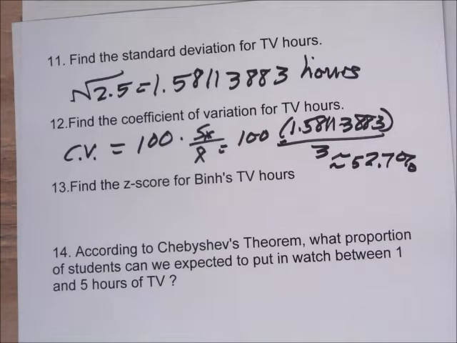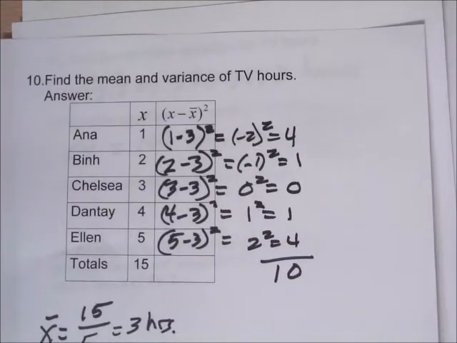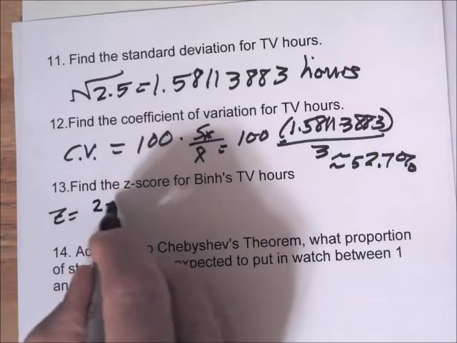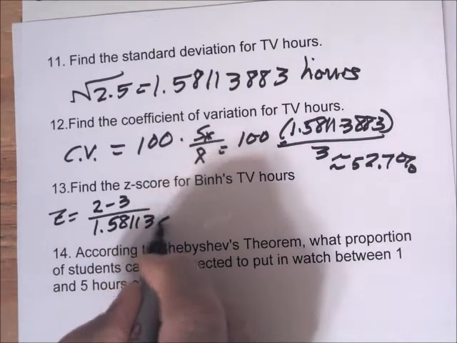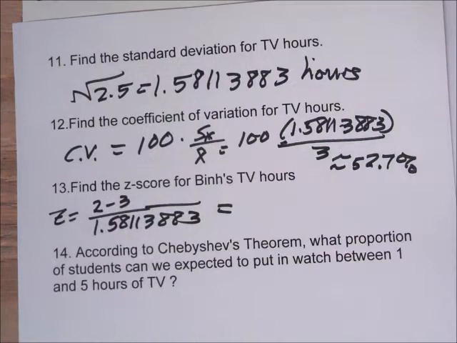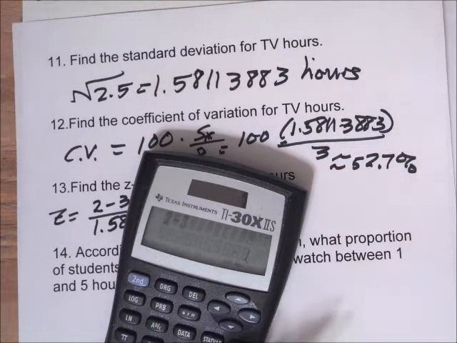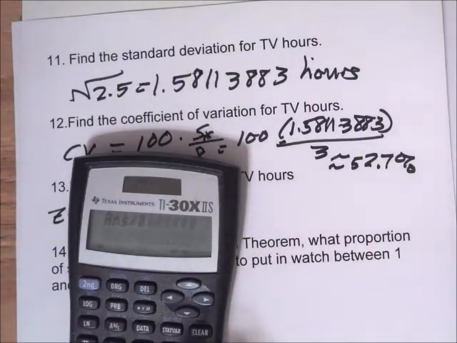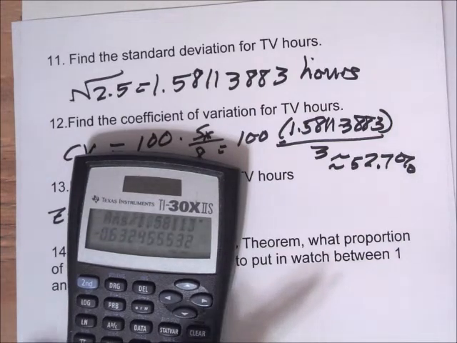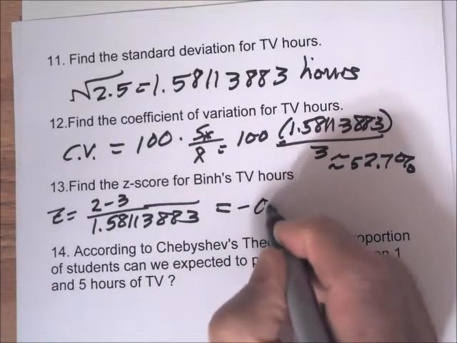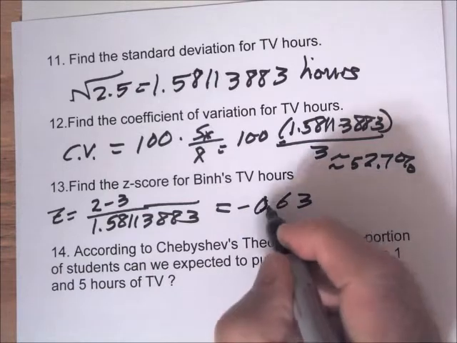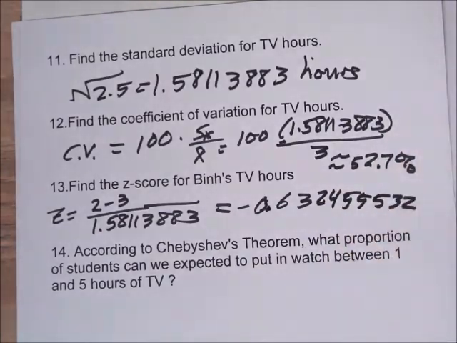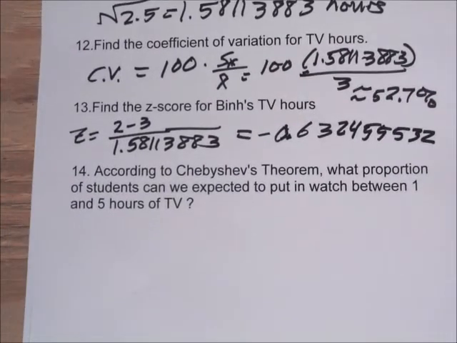Okay, the z-score for Ben. Ben watched 2 hours of TV, so it'd be 2 minus 3 divided by the standard deviation, 1.5811383. 2 minus 3 equals negative 1, then divide by the standard deviation, which I put in memory, and I get about negative 0.63. So it's a negative z-score. Ben scores a little bit less than the mean. So that's the z-score. Now we're up to Chebyshev's theorem.